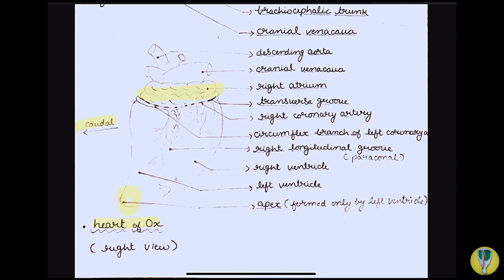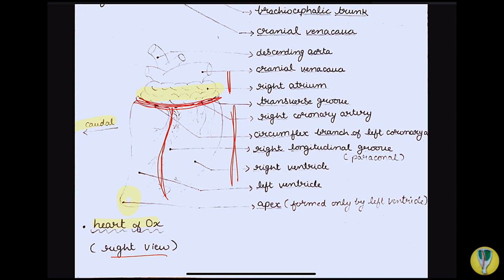So there's a transverse groove marking the separation between the atrium part and the ventricle part. Then there's a longitudinal groove right here, this is the right view. So we have the right longitudinal groove, and just opposite to this, there will be a left longitudinal groove, and both will meet.